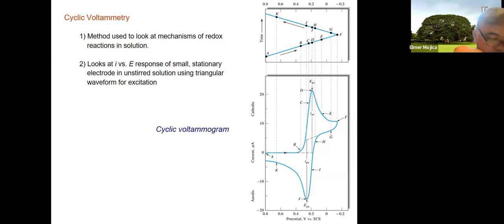So in theory, if you have just the same electroactive species that can undergo a redox reaction, this is the typical cyclic voltammogram that you're going to observe. And if you look at this, I put here that CV is just a method used to look at the mechanisms of the redox reaction in solution. And when you have a CV, you look at the current versus the potential response of a small stationary electrode in unstirred solution using the triangular waveform for excitation.